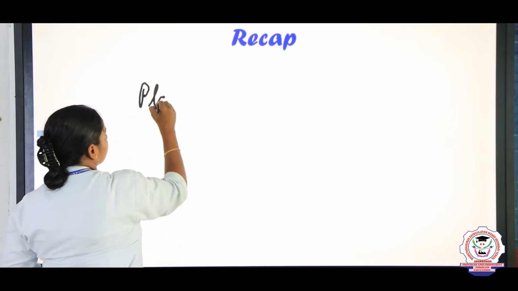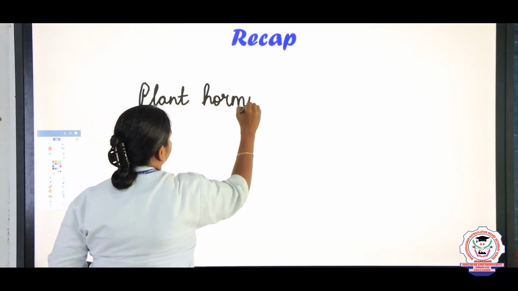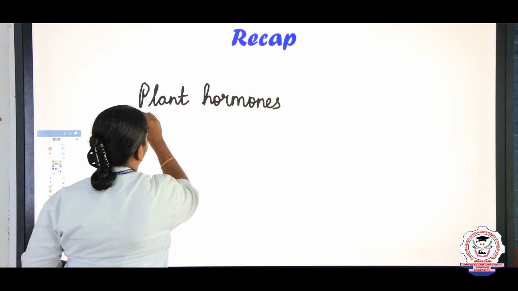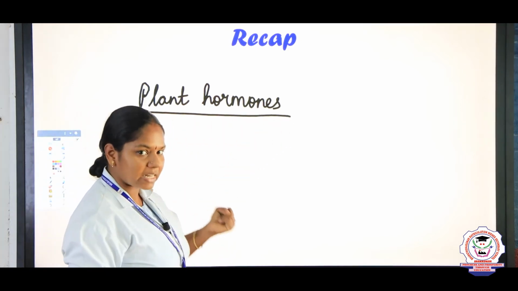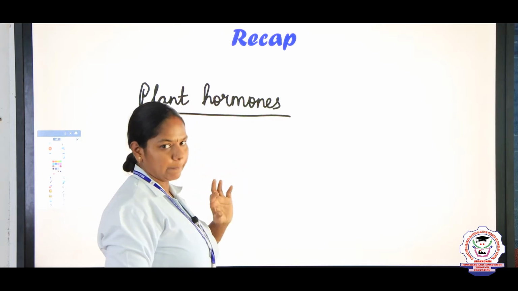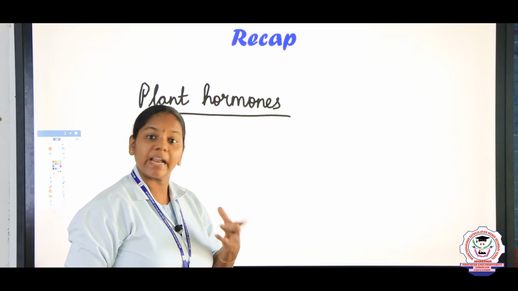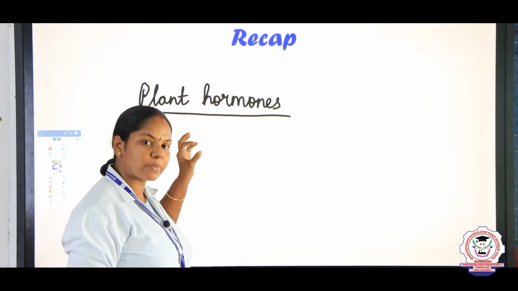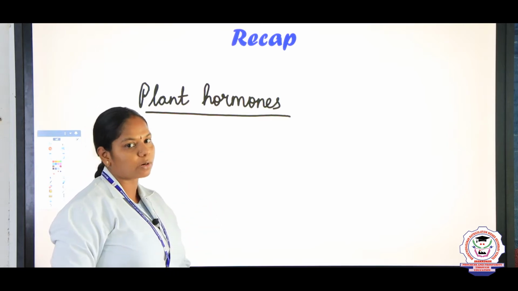In the previous session, what are all the things we discussed, children? We discussed the plant hormones, and where these plant hormones are produced. Plant hormones are produced by the cells present in the plant. In human beings, the hormones are produced by the endocrine glands, but in plants they are produced by the cells.